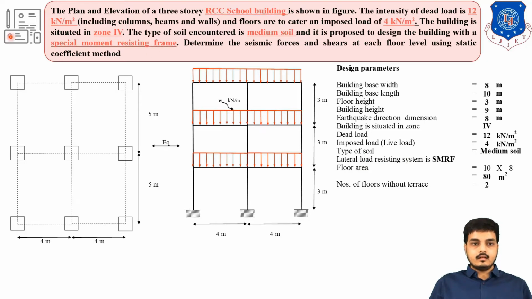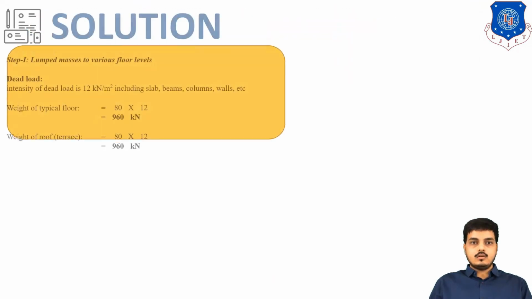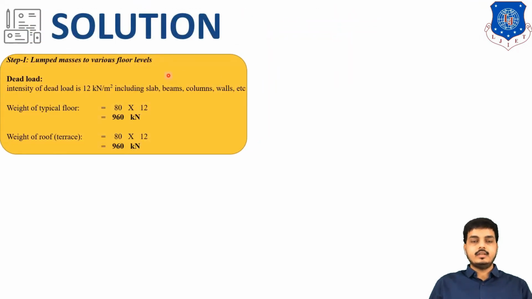Now how to proceed? First of all, we will find out the area of the floor. At a particular floor, this is 8 meter and this is 10 meter. So floor area is nothing but 10 into 8, which is 80 meter square. Now, how many floors are there without the terrace? There are 2 floors and 1 terrace in the given building. So how will it be useful? Let's see. Now our first step: here the actual solution starts.